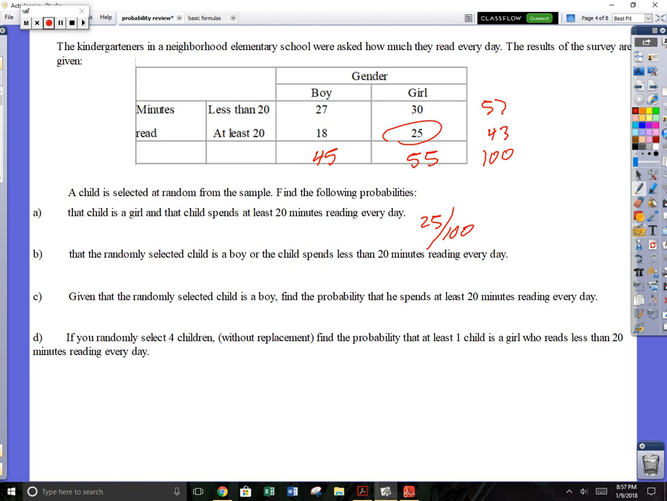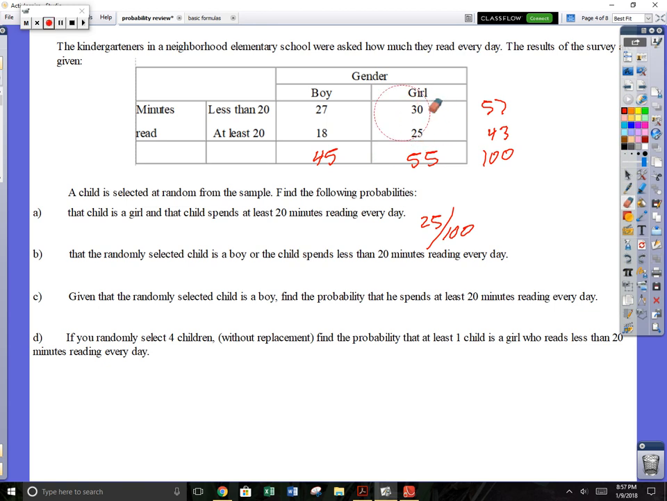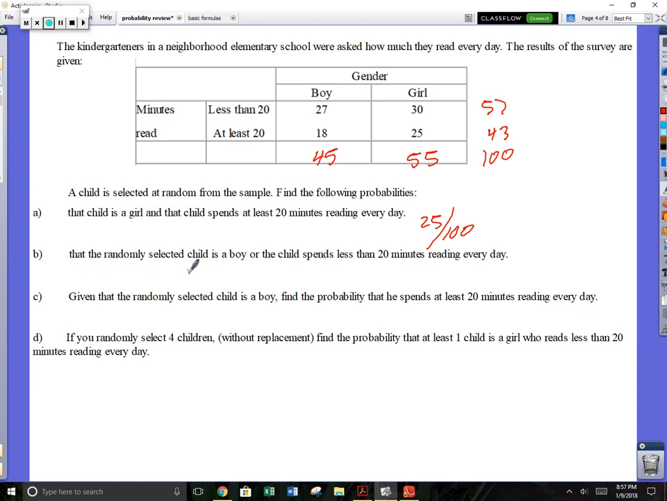B. Let me erase this. What are the chances that that randomly selected kid is a boy? Or, so my boys are winners, or the child spends less than 20. So here's all my winners, all my boys, those 27 or those 18, or they spend less than 20 minutes, so either those 27 boys or those 30 girls.